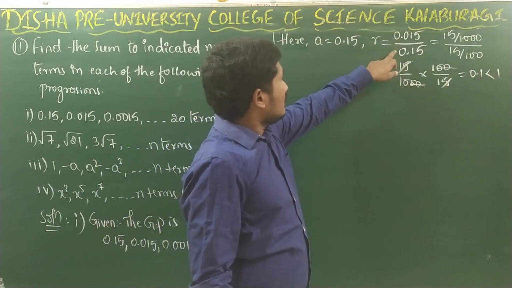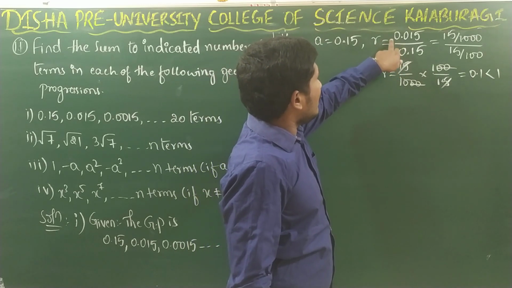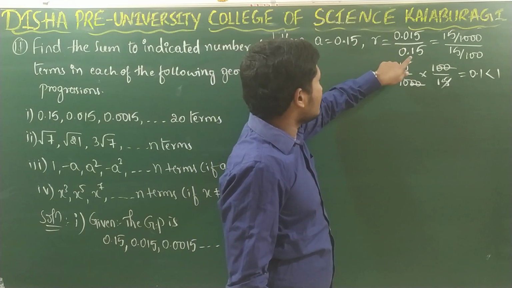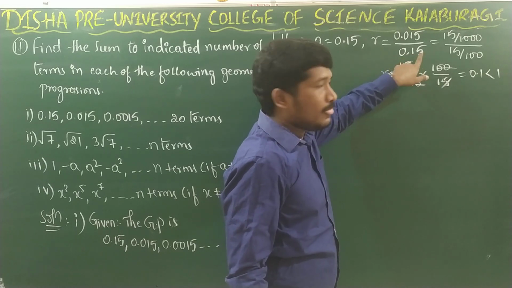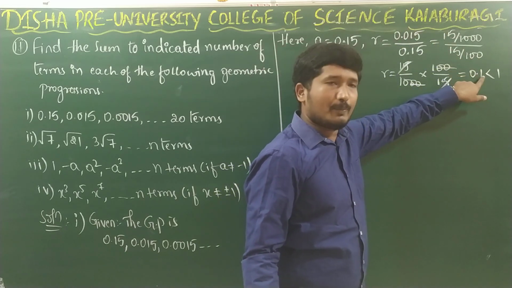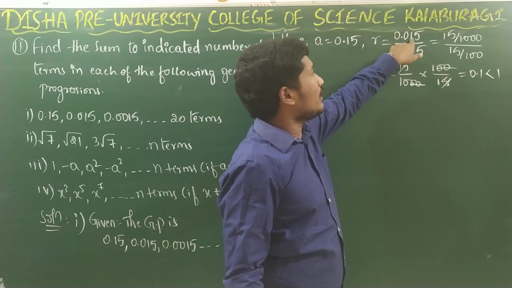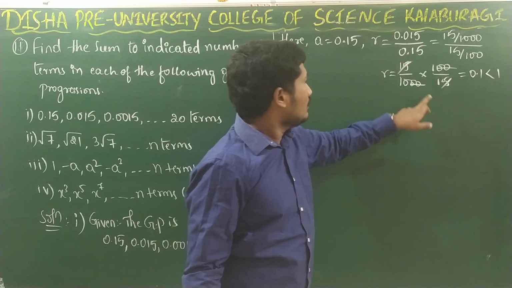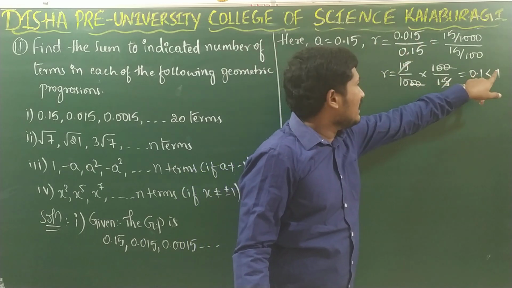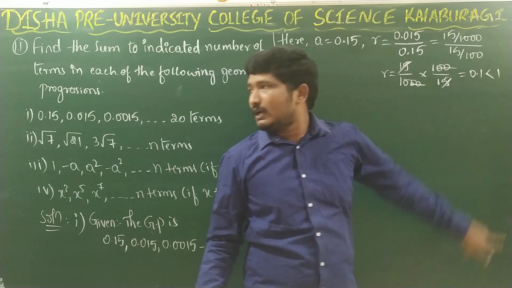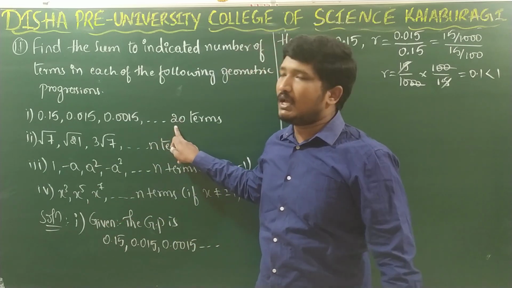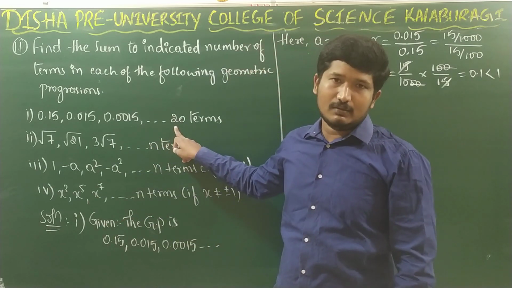Right? So here only you can directly cancel the terms. That is 0.15. When you multiply this by 0.1, you will get 0.015. Right? So the common ratio is obtained. It is less than 1. What you have to calculate? You have to calculate the sum to 20 terms.